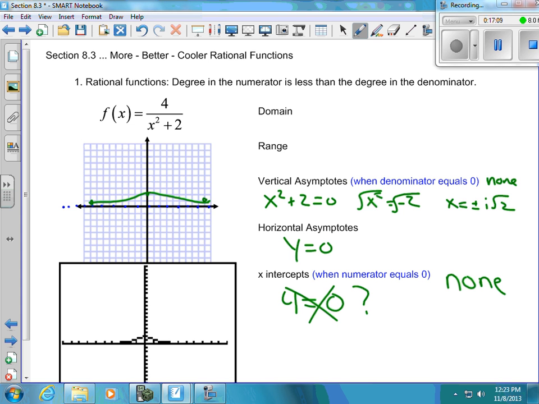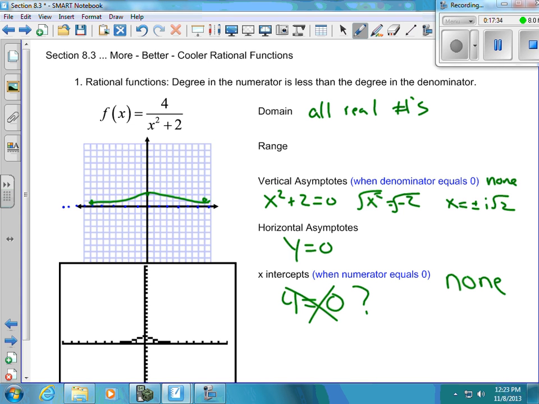So, domain. Are there any values we can't plug in? Remember, that's tied to our x-intercepts. If I have no x-intercepts and no restrictions on our domain, then our domain is all real numbers. I hate to write that right off when you're dealing with rational functions, and that's because the zeros of the denominator are imaginary.